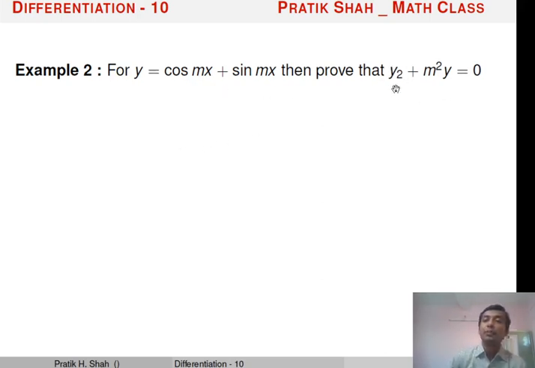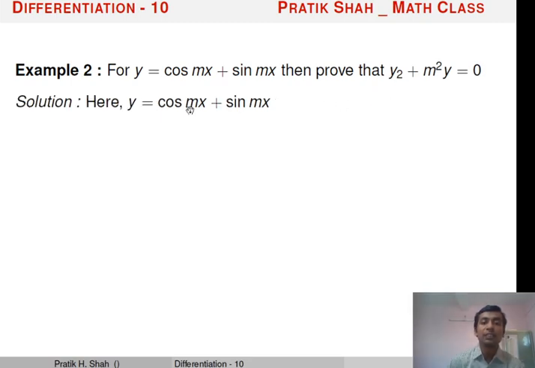Further, y2 represents the second order derivative. So we will have to find out y1 as well as y2, because to find out y2, y1 is necessary. Without y1 we cannot find out y2. So y is equal to cos mx plus sin mx.